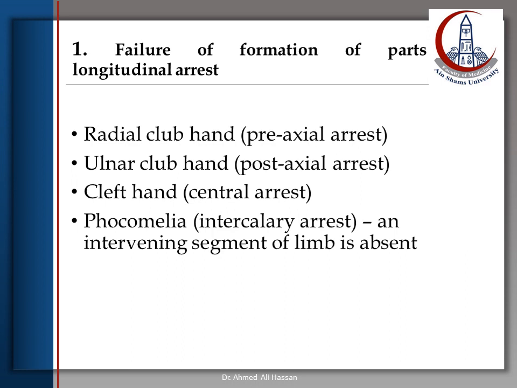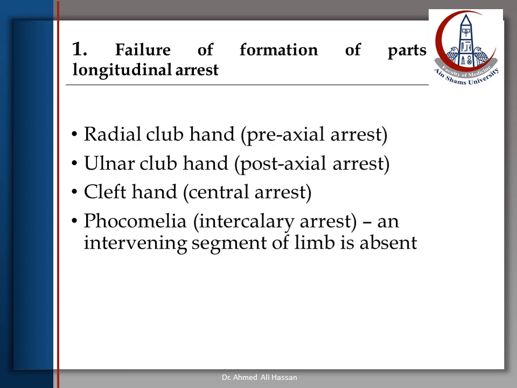Failure of formation of parts, the other type, is the longitudinal arrest. If you imagine the long axis of the upper extremity as the center, we have radial clubhand, ulnar clubhand, and central arrest or phocomelia. The radial clubhand we call the pre-axial arrest. The ulnar clubhand we call the post-axial arrest, and the central is the central arrest. In between is phocomelia, the intercalary arrest.